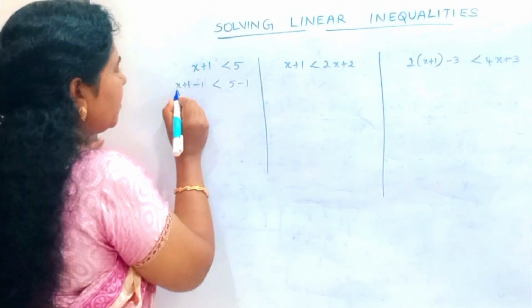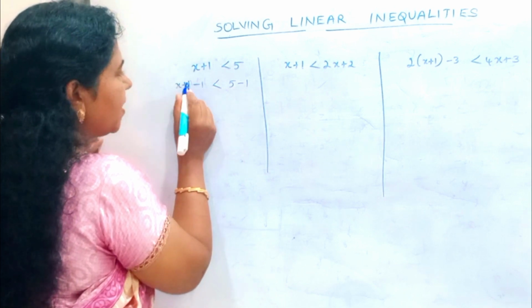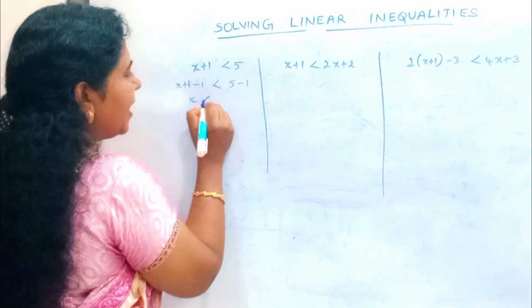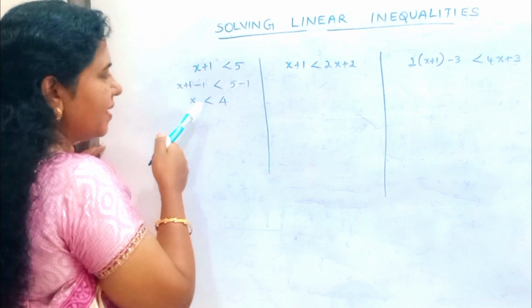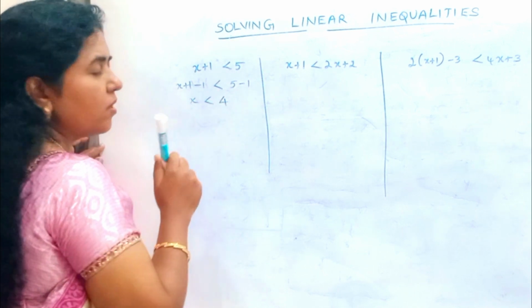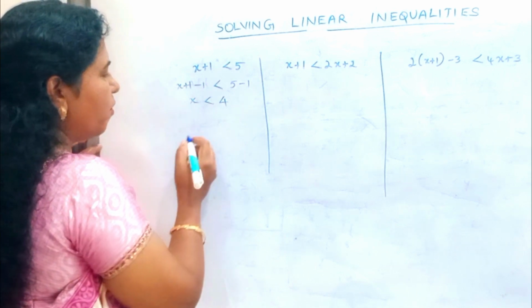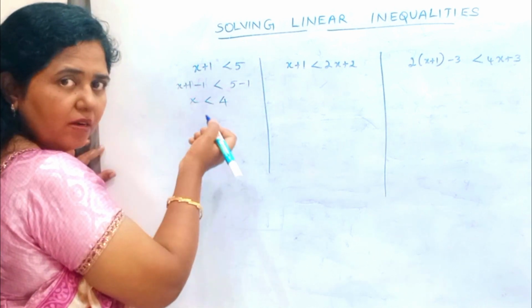In the next step, x plus 1 minus 1 is x, because plus 1 minus 1 becomes 0. So we have x less than 5 minus 1, which is 4. So x is less than 4. Now how do we find the values? We have already seen that the values will be all the values less than 4 but not 4.